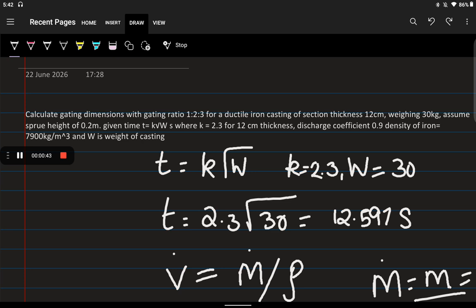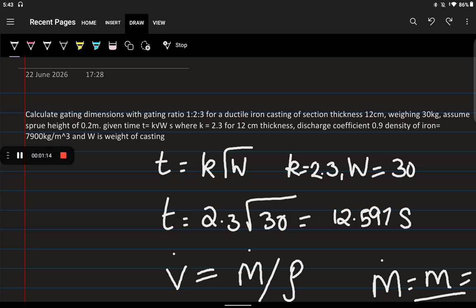So it sounds like a tricky question, but actually it's simple. They asked for the gating dimensions and they have given the gating ratio. So basically we know that gating ratio is the ratio of areas, the ratio of area of sprue to runner to gate. They have given the ratio of areas and they are asking us to find the diameters.